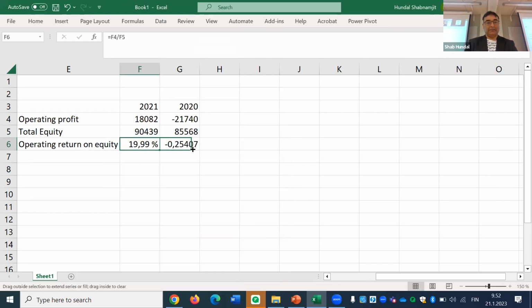And yeah, so you can see that the company understandably had very bad performance. They have a 25% loss on their equity, but in 21 they recouped, they recovered very well in 2021. And I would say that 19.99% of profit is really good. You know, I mean, this is really good. Double-digit operating return on equity is really cool.